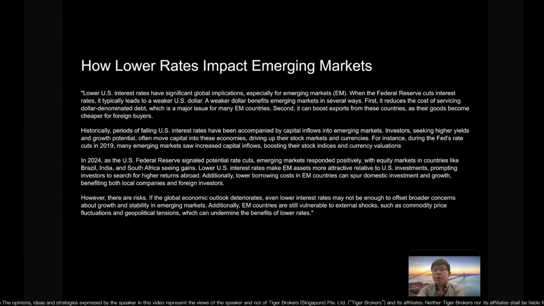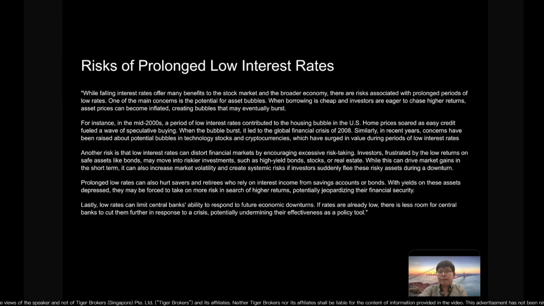Okay, so however there are still risks. Lower interest rates might not be enough to offset the growth and stability concerns of some markets. So we still need to measure and see the more detailed research on each. Prolonged low interest rates also have risks, right? Like just now I said, one of the risks is inflation.